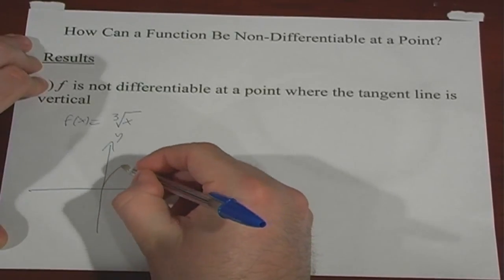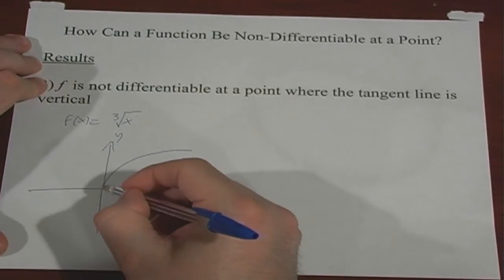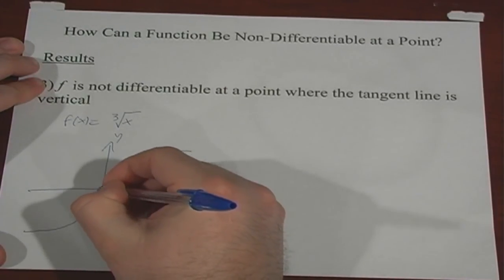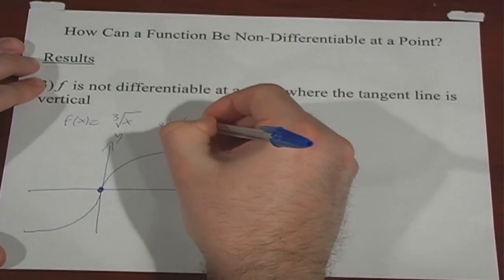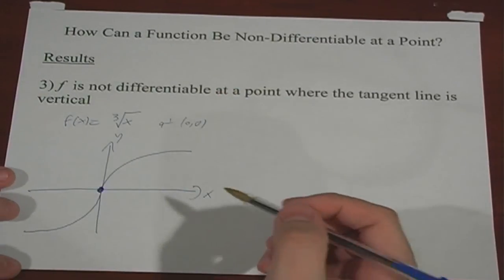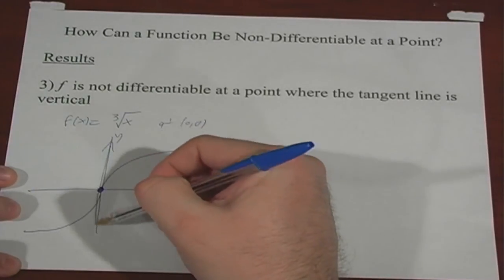cube root of x kind of looks like a sideways parabola like that, and then a sideways parabola like that. And I'm talking about the origin, so this is at 0, 0. At every other point on this graph, it does have a tangent line, but at 0, 0, the slope of the tangent line, well, the tangent line is vertical, okay?